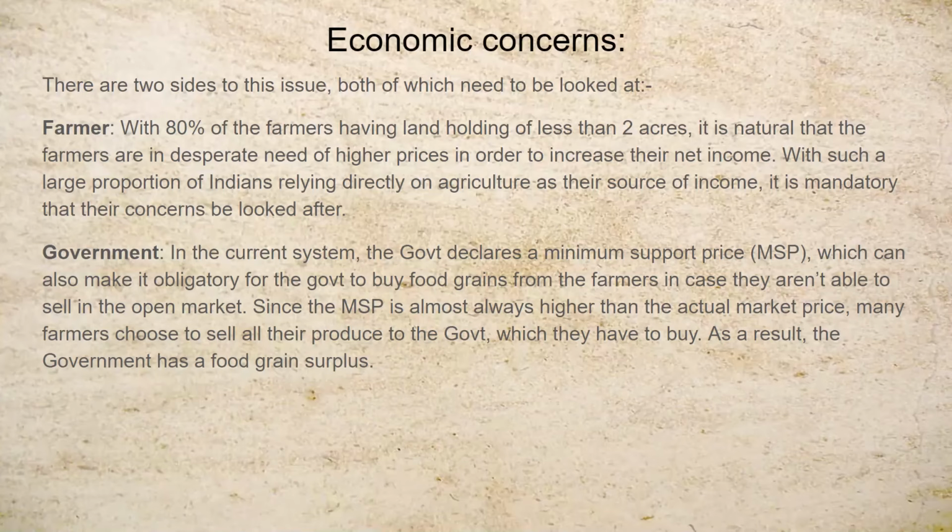And for the government, in the current system, they declare a minimum support price, which can also make it obligatory for the government to buy the food grains from the farmers in case they aren't able to sell them in the open market. Since the MSP is almost always higher than the actual market price, many farmers choose to sell all their produce to the government, which it has to buy. As a result, the government has a food grain surplus.